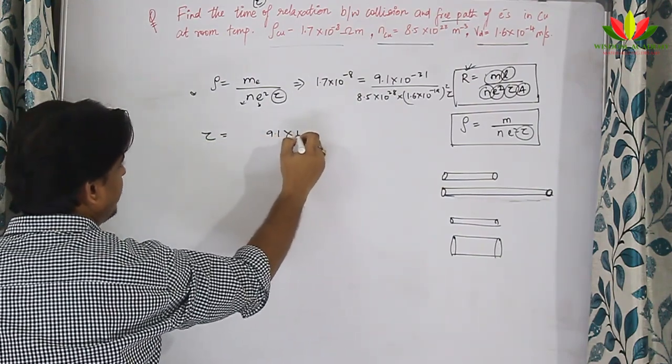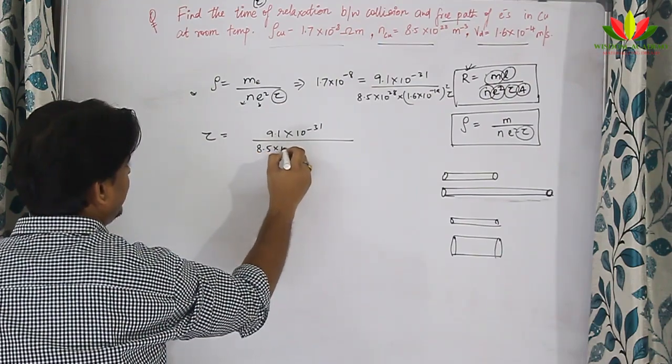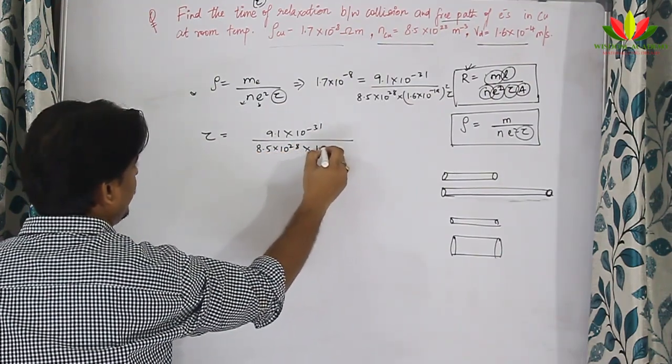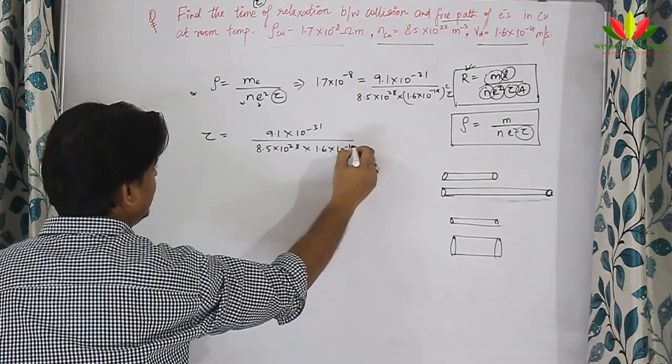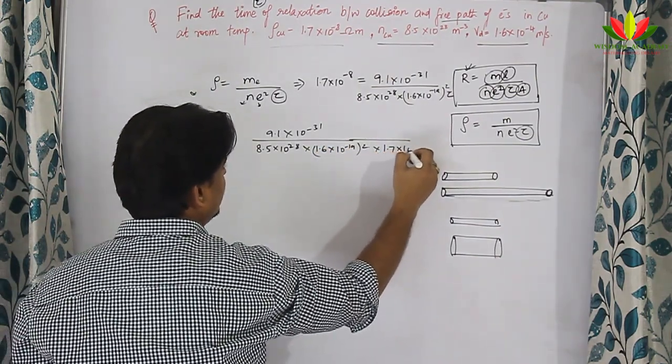With this equation, we will be able to find the value of tau, which will be equal to 9.1 × 10^-31 divided by 8.5 × 10^28 into 1.6 × 10^-19 the whole square, and 1.7 × 10^-8.